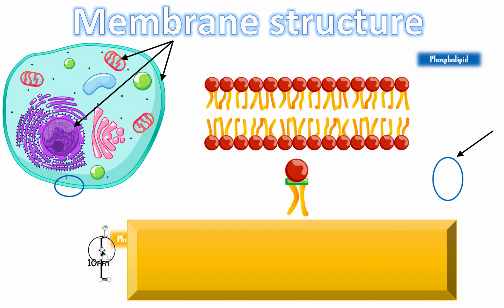Oh yeah, by the way, you need to know this. A membrane is approximately 10 nanometers wide, 10 nanometers. It can vary. It can be 7 to 12 or so. But around 10 nanometers. This is important because I've seen it come up on some multiple choice questions.